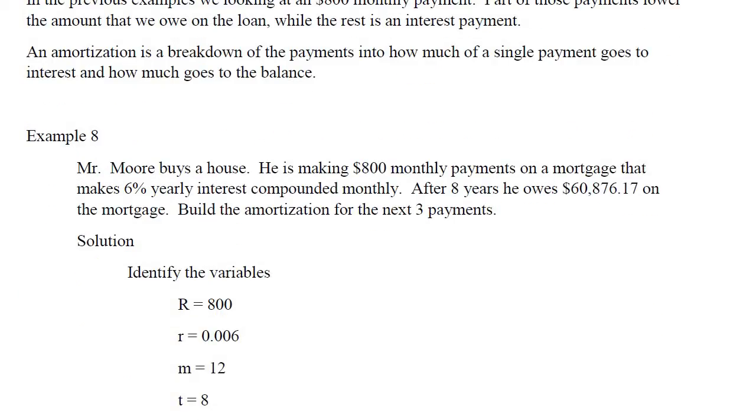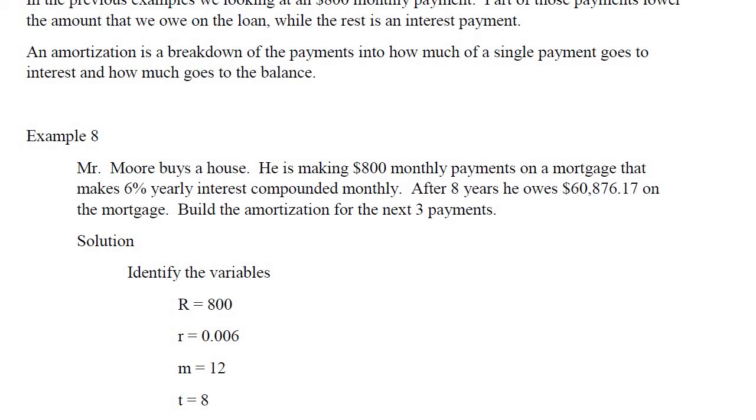Mr. Moore is buying a house. He is making $800 monthly payments on a mortgage. That makes 6% yearly interest compounded monthly. After 8 years, he owes $60,876.17 on the mortgage. Build the amortization for the next 3 payments.